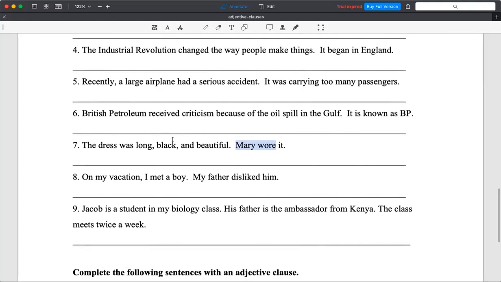And who was supposed to do number 5? I'm still waiting. Recently, a large, what number is that? Yeah, 5. Recently, a large airplane had a serious accident. It was carrying too many passengers. Recently, a large airplane, which was carrying too many passengers, had a serious accident. So try again, Lucas.